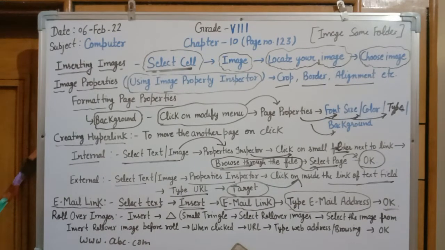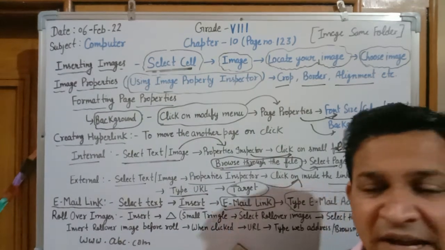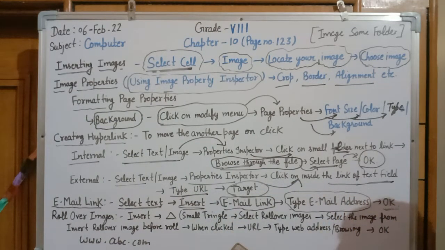I again repeat: select the text. On text selection, go to the insert tab. In insert, you will click on the email link option. In the email link option, you will type the mail address, and afterward you will go to the OK option. Your email will be linked with your text.